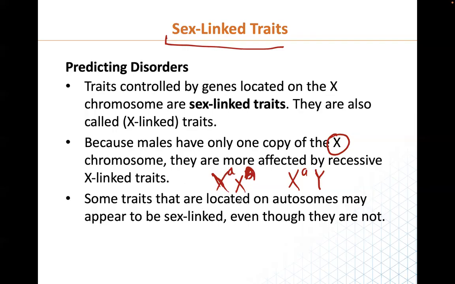Some traits that are located on autosomes may appear to be sex-linked, even though they're not. This is a bit related to linked genes on chromosomes. Genes that are very close to each other link together, and get inherited together. But genes that are far away from each other cross over. This is something we did in the other lesson, but it's linked to this, so make sure you understand the relationship between them.